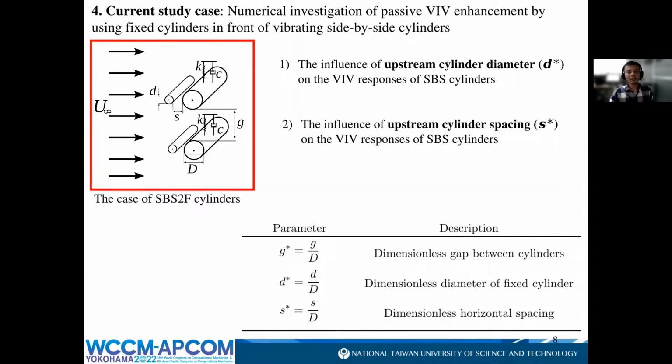Based on the previous literature review, we try to propose a new method to enhance the VIV response of tandem cylinders. In this case, we try to use the stationary upstream cylinder in an inline position, like in this figure. We try to investigate the influence of the upstream cylinder diameter and also the influence of the upstream cylinder spacing. We perform a 3D numerical simulation of this case at Reynolds number 1000.